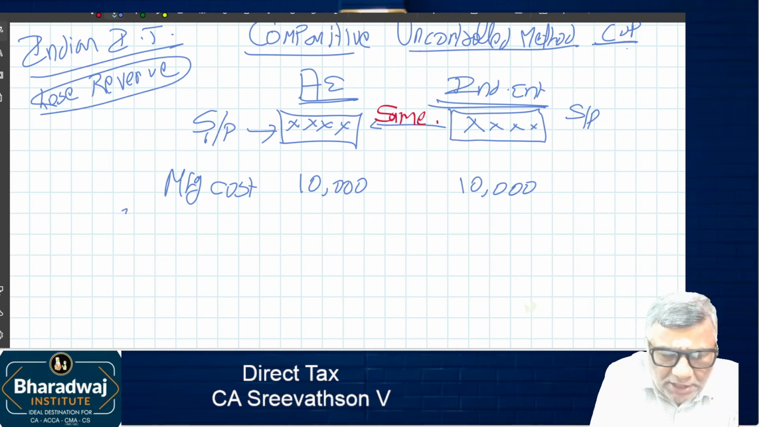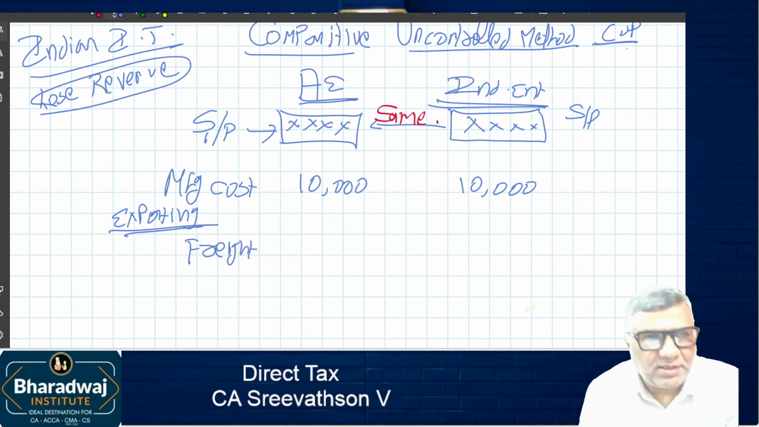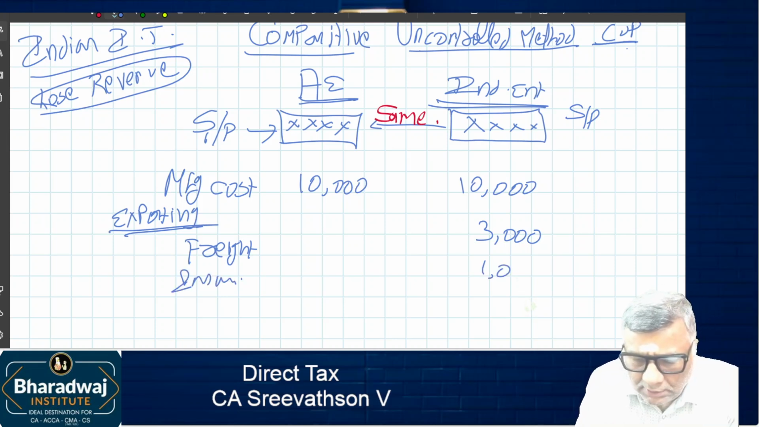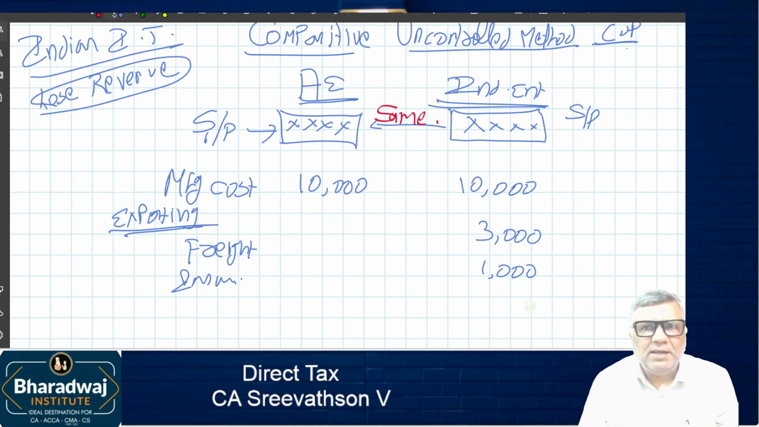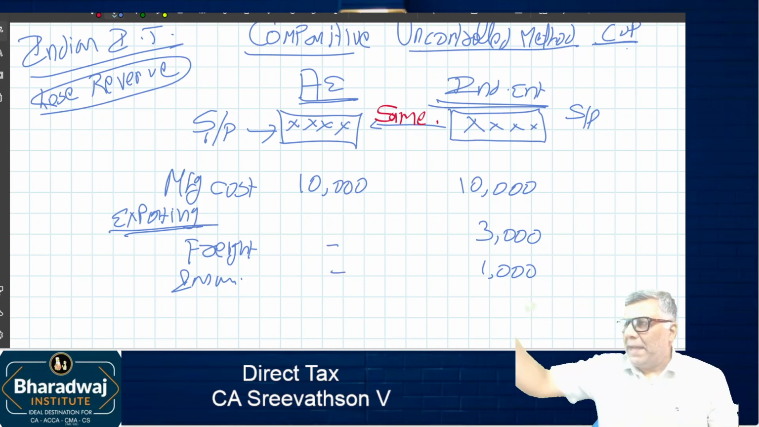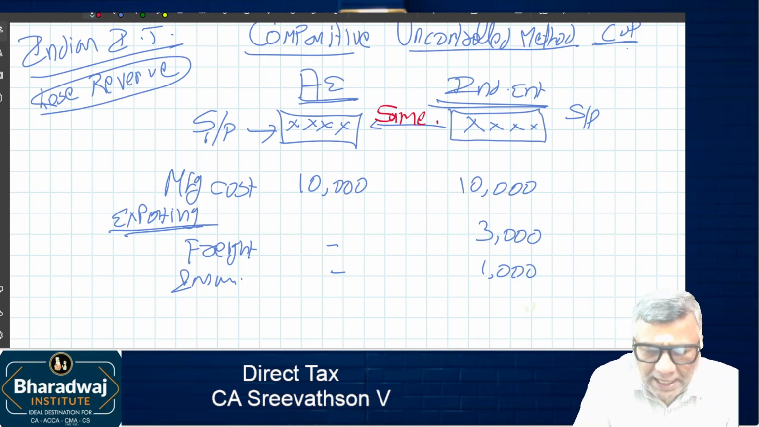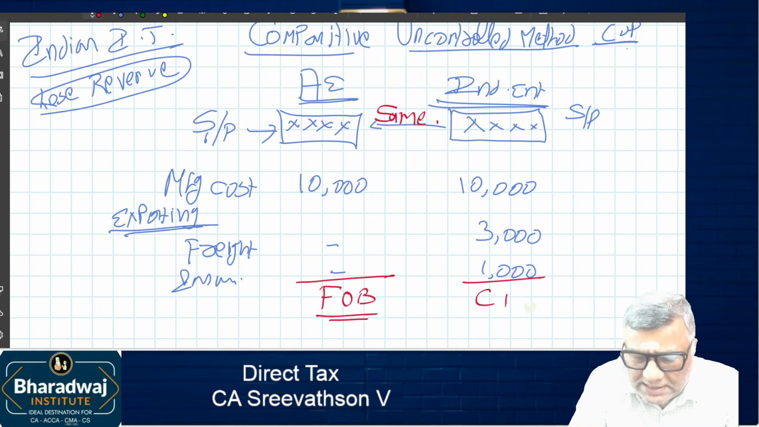I am exporting the goods, for which I need to pay freight 3,000 and insurance 1,000. For example, freight 3,000, insurance 1,000. In this case, I am not paying, which means my customer is going to pay. So technically, we call this FOB and we call this CIF.